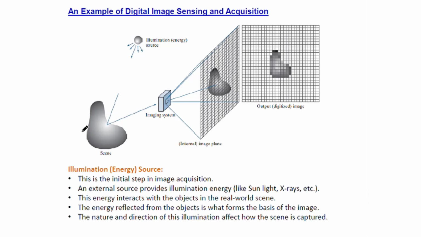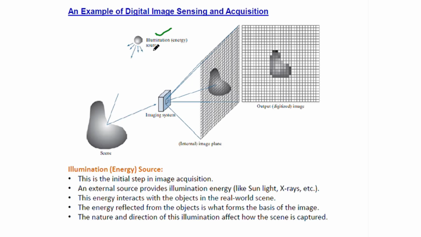It consists of totally five things for image sensing and acquisition. First, the illumination energy source. What is this illumination energy source? This is the initial step for image acquisition. From this source, light energy gets illuminated on the scene. This source may be sunlight or X-ray or ultraviolet rays, etc.